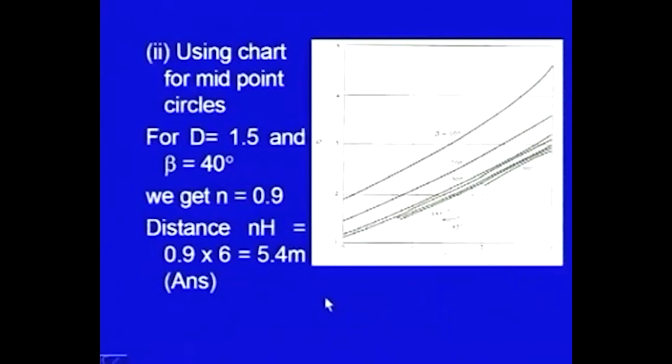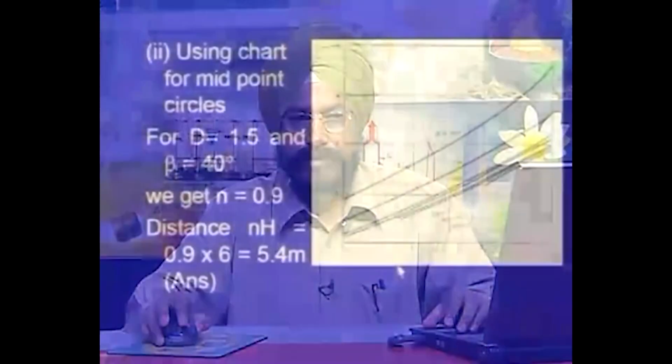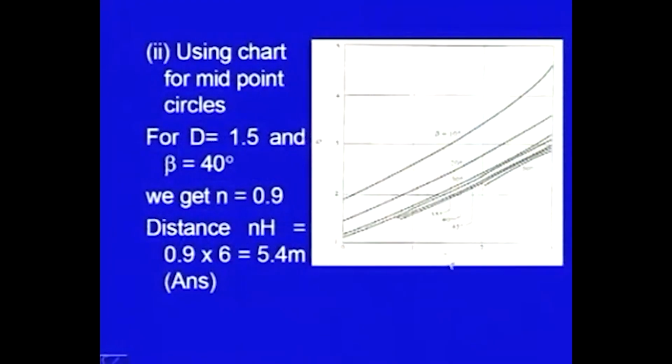Now, in the second part of the question, we have been asked to find out the point where the failure circle is meeting the ground. So, this is the chart. I have already shown it. On the x axis you have n, on y axis you have d. Now in this particular case d is 1.5 and beta equal to 40.